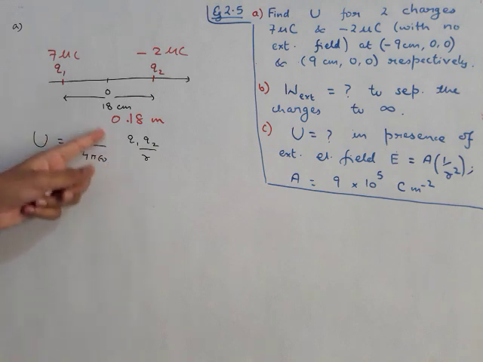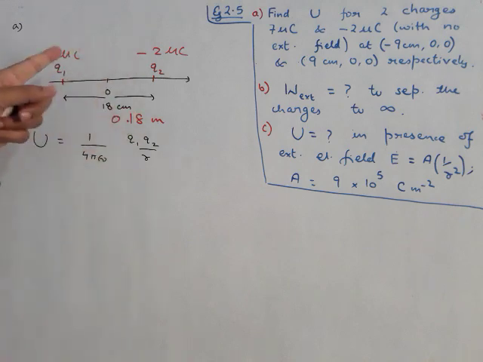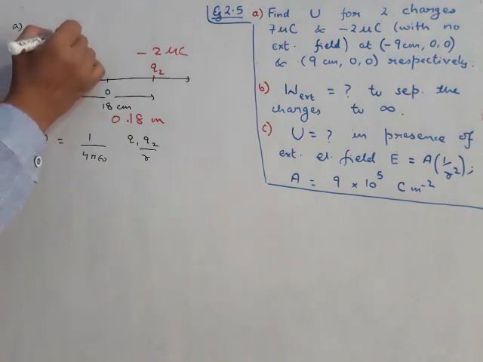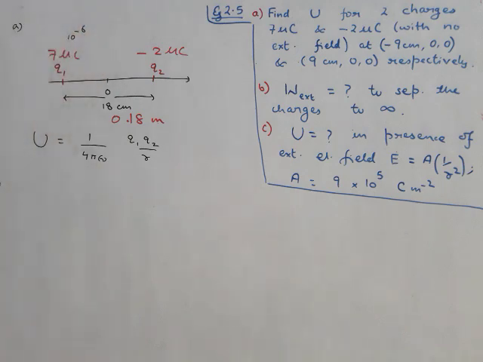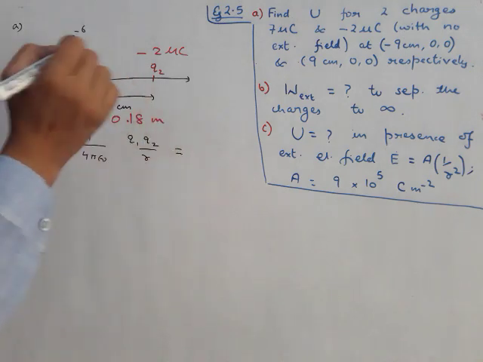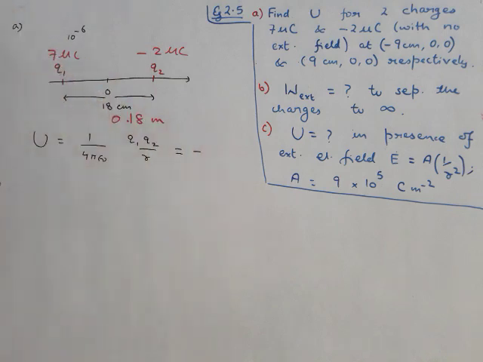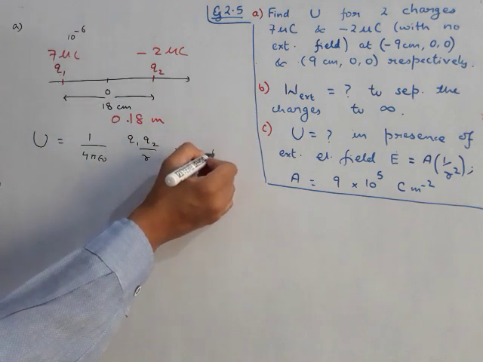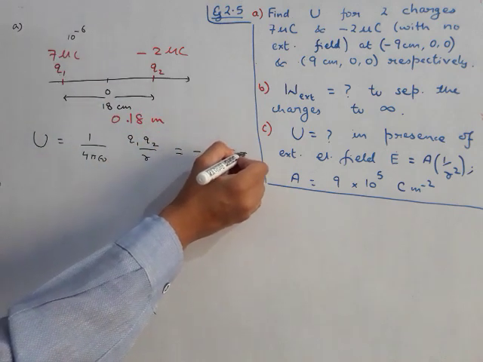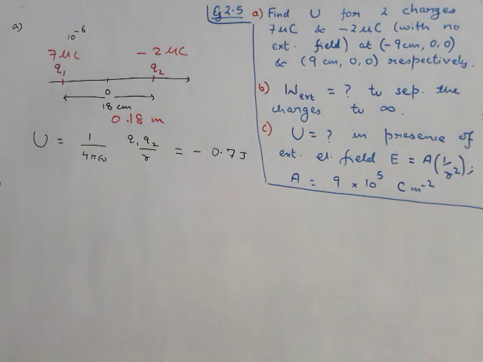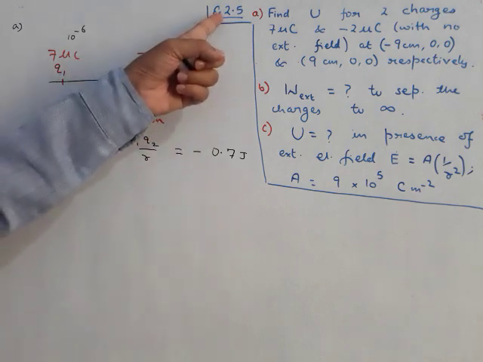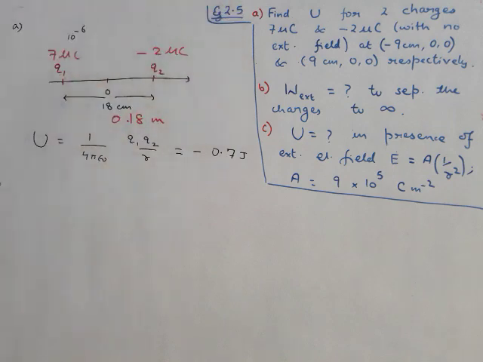Now you know the values of q1 and q2. Micro means you have to multiply by 10 to the power minus 6, and you can convert centimeters into meters. This will give you the answer. Now q1 is positive, q2 is negative, so you will get a negative answer. This you can calculate yourself, students. This answer you will get as minus 0.7 joules. This is an example from your prescribed textbook, NCERT, example 2.5.